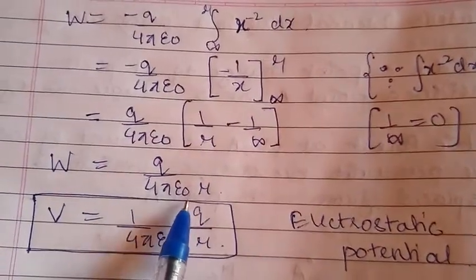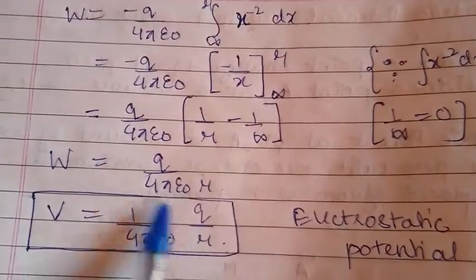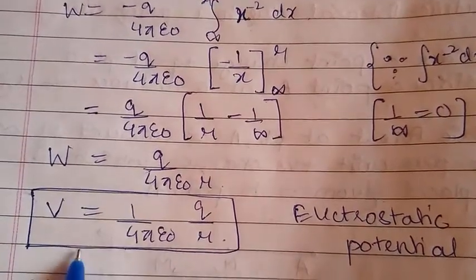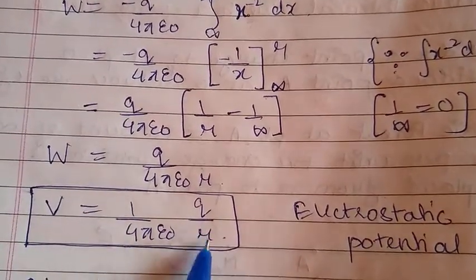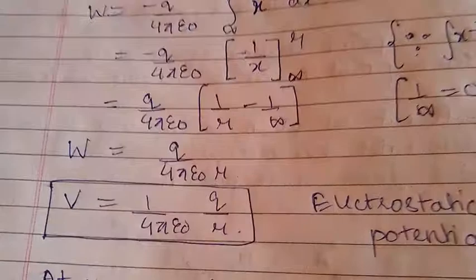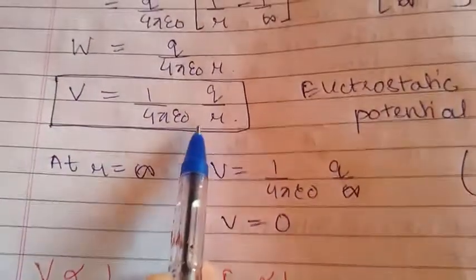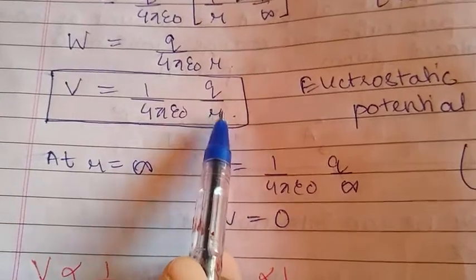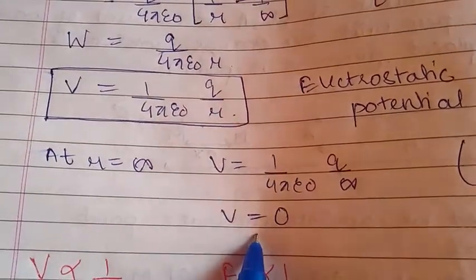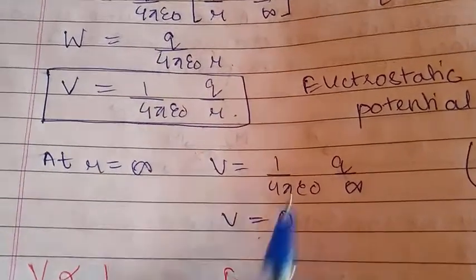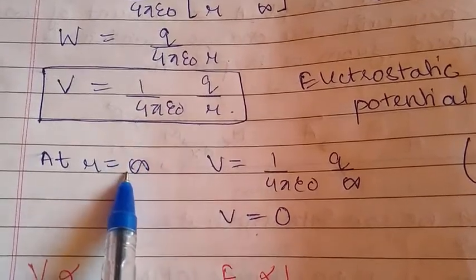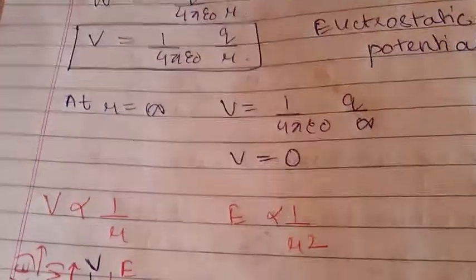Now as we have defined that the potential is this work done, you can write this as potential V equals 1 upon 4 pi epsilon naught q by r. So basically this is the electrostatic potential at point A. Now if you consider r to be infinity, then the potential becomes 0 because 1 upon infinity is 0. So you can say that at infinity the potential is 0.